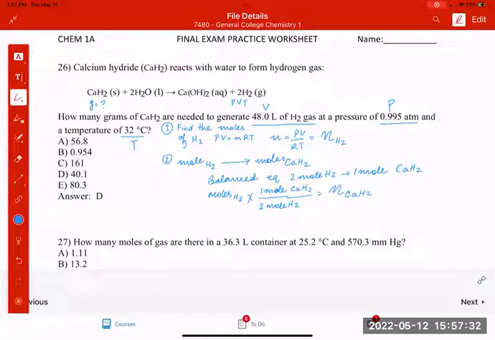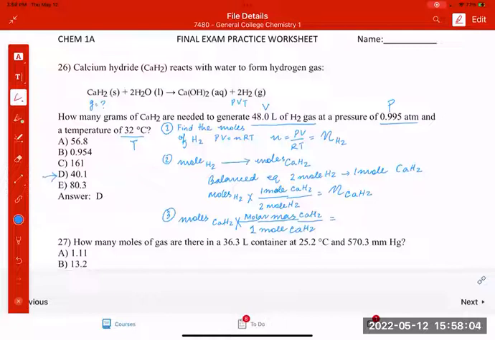And the next step is to convert that to grams of calcium hydride. So you take the moles of calcium hydride and convert that to grams using the molar mass, which is the molar mass over 1 mole of calcium hydride. Basically multiplying those, okay? And that's your answer.